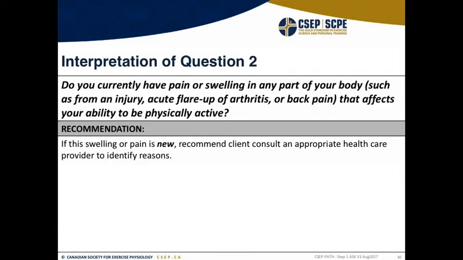Now it's time to move on to question 2. Question 2 asks about pain or swelling in any part of the body from an injury, an acute flare-up of arthritis, or back pain that could affect the person's ability to be physically active. Of course, if the client identifies that this swelling or pain is new, they should be encouraged to talk to an appropriate healthcare provider to identify reasons. So this might be a physician or a physiotherapist.